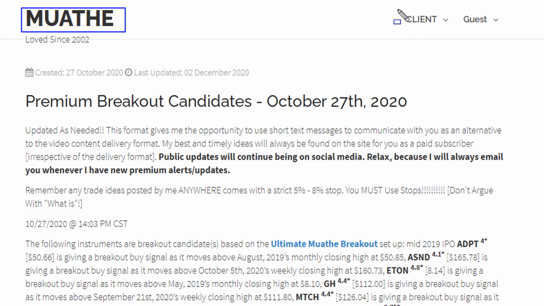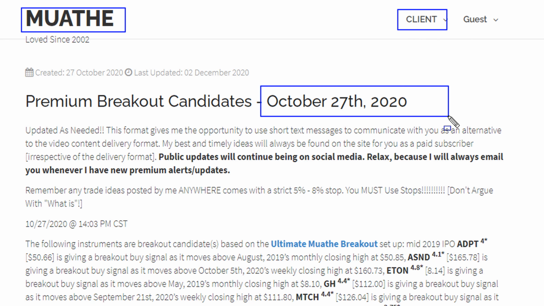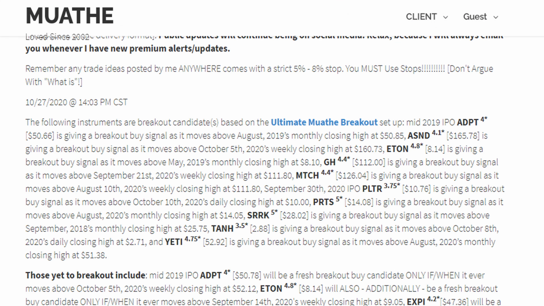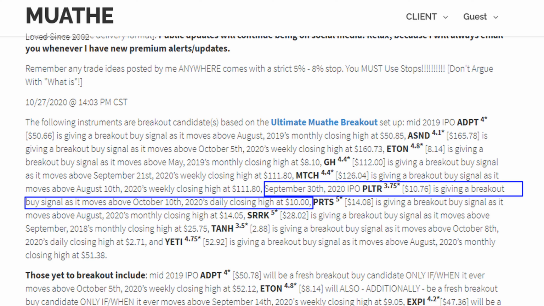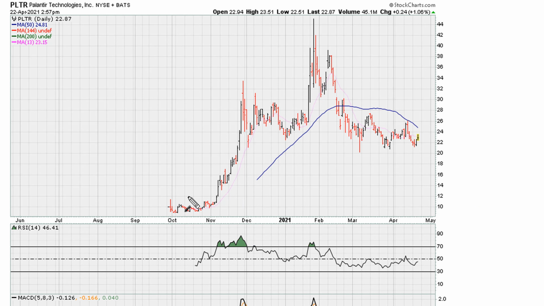We can see the client breakout on the 27th, and the stock is highlighted right there. Breakout entry was at an even $10 when it moved above October 10th daily closing high. Not too bad. So again, based on the ultimate Muathe breakout, we were able to capture this initial breakout right there. And of course, there was a retest of that breakout that was successful. And after that, the stock would go on a fantastic run as of late 2020.